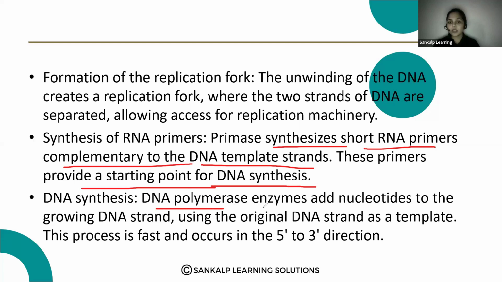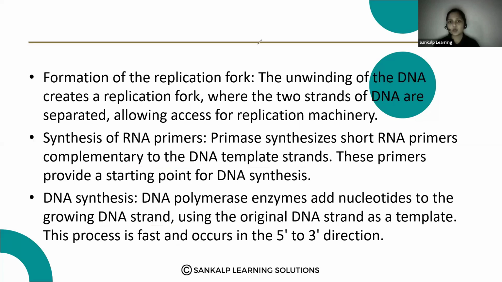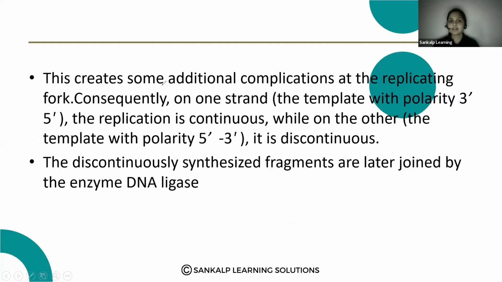Here the DNA polymerase enzyme adds the nucleotides. It starts to add the nucleotides to the growing DNA strand using the original strand as a template. This process is fast and occurs in the 5 prime to 3 prime direction. The DNA polymerase enzyme adds nucleotides in the 5 prime to 3 prime direction in one strand, but this creates some additional complication in the replication. So for the strand having 3 prime to 5 prime polarity, the replication is continuous.